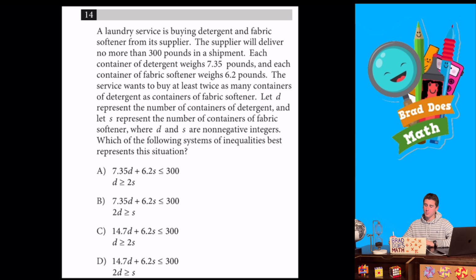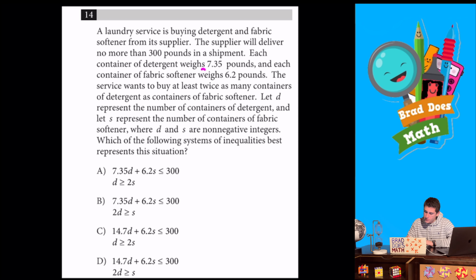Okay, 2 more multiple choices. We have a laundry service with a bunch of detergent and fabric softener, and we want at least twice as many containers of detergent. D is the containers of detergent, and S is the number of fabric softener containers. Now, it says D and S are non-negative. Of course, you can't have negative containers of something. Which of the following systems best represents the situation?